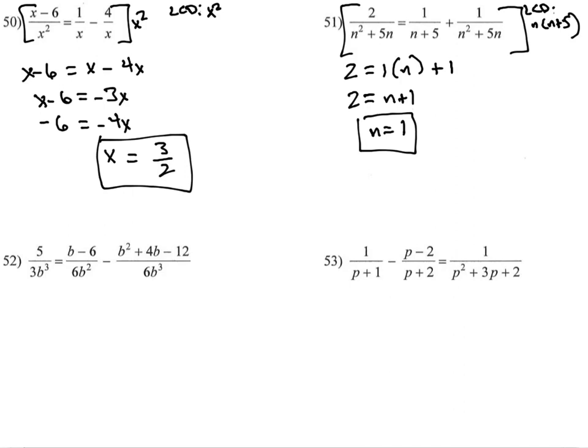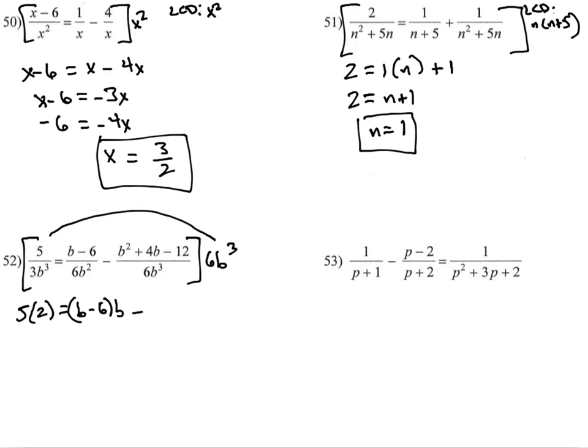Okay, number 52. The LCD here is going to be 6b cubed. 6b cubed times that first fraction will just be 5 times 2. With the next one, it will be b minus 6 times b. And the last one, it completely crosses off. But what we have to be careful with is this minus that I need to distribute to each term. So that'll be 10 equals b squared minus 6b minus b squared minus 4b plus 12.